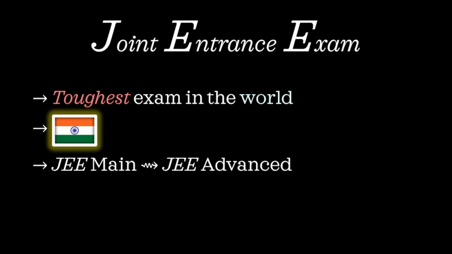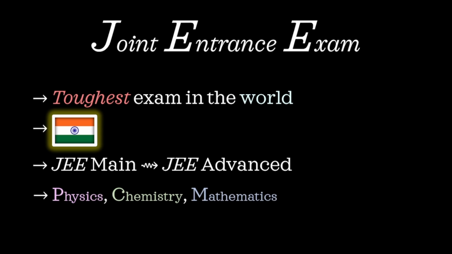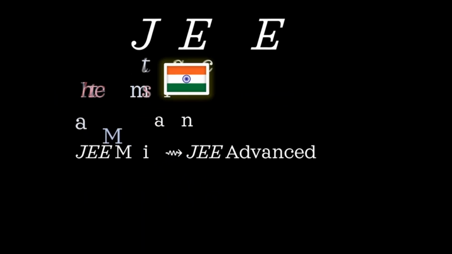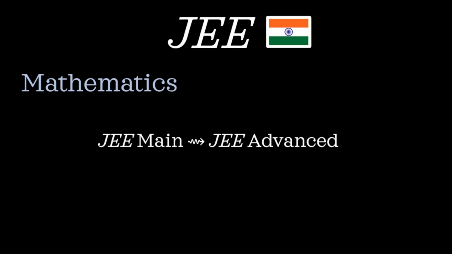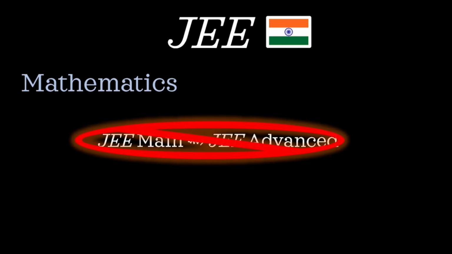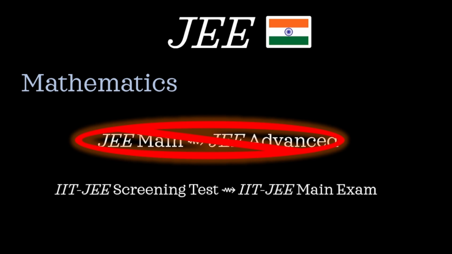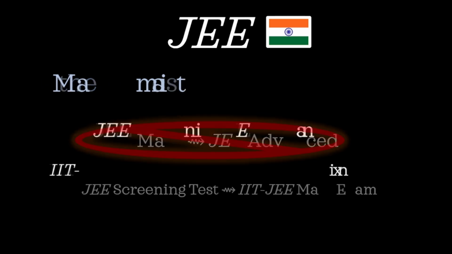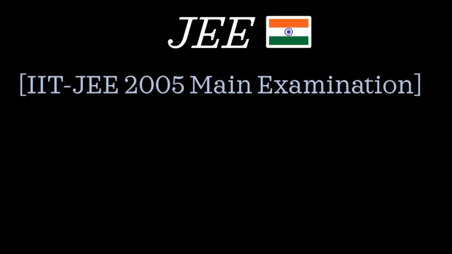Both exams test your knowledge on the three henchmen of science: physics, chemistry, and mathematics. Today, we're going to be talking about a particularly puzzling problem from the mathematics section of the 2005 JEE exam. In 2005, there was no JEE Main and Advanced. Instead, they had a screening test and a main examination, both of which were conducted fully offline. This was from the main examination and was problem number 17.